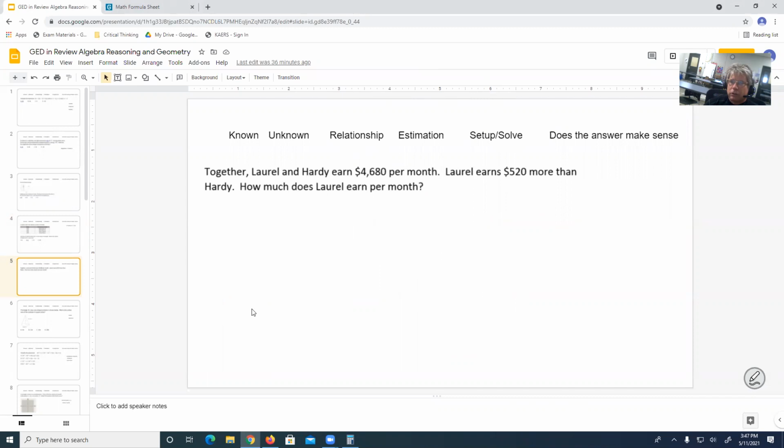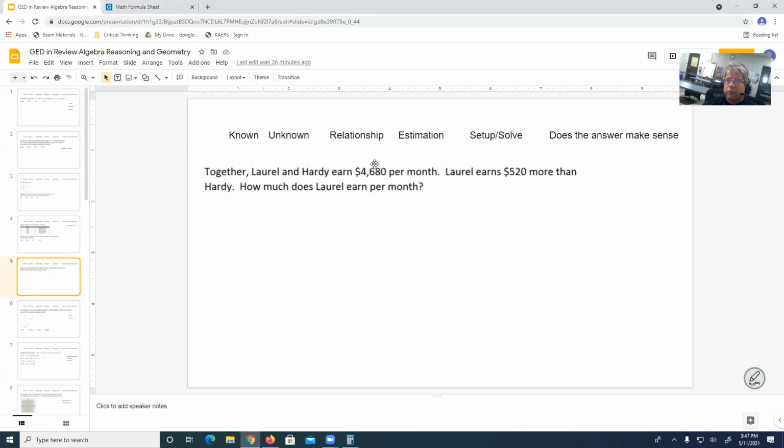So this next question: together, Laurel and Hardy earn $4,680 per month. Laurel earns $520 more than Hardy. How much does Laurel earn per month? So together they earn $4,680.